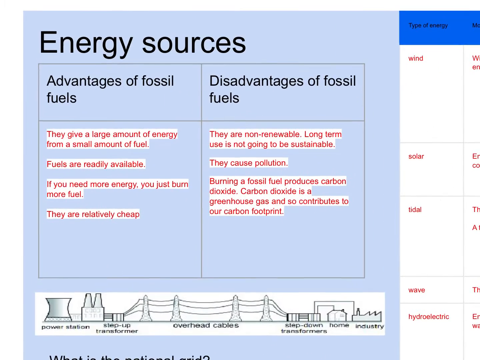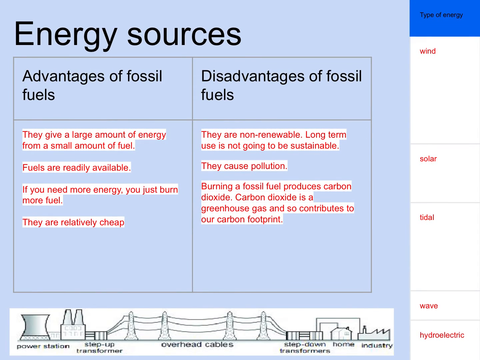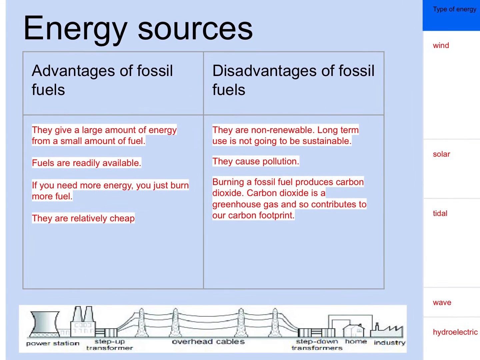Okay, so advantages of fossil fuels, they give a large amount of energy for a small amount of fuel. The fuels are readily available. If you need more energy, you can just burn the fuel. They are relatively cheap. Disadvantages, it's not a long-term goal, it's not sustainable, they can cause pollution. When burnt, they release CO2, which goes to greenhouse emissions. Burning fossil fuel produces carbon dioxide, which contributes to our greenhouse gases.